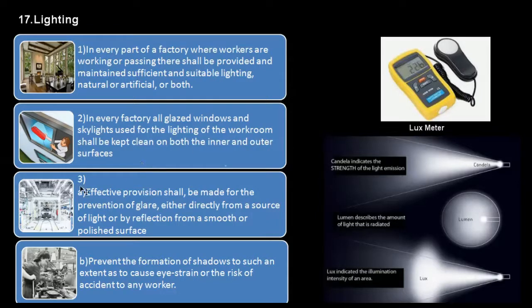So moving to the next subsection 3. Clause A of that says that effective provision shall be made for the prevention of glare directly from the source of light or by reflection from a smooth or polished surface.